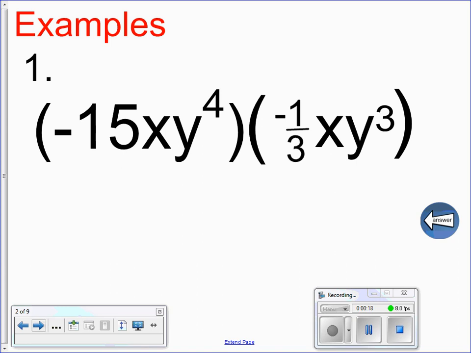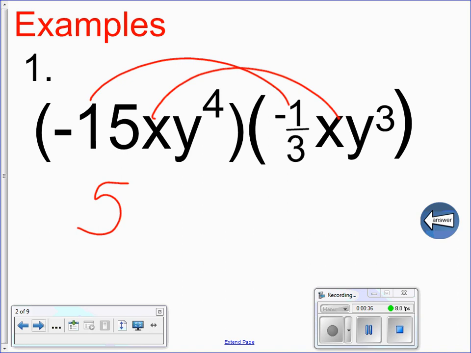So this first one says negative 15 x to the first y to the fourth times negative 1/3 x y to the third. The first thing we're going to do is multiply those two. Negative 15 times negative 1/3 is positive 5. Then we'll do the x's. When you multiply, you add, so that's x squared. Then y to the fourth times y to the third. When you multiply, you add, so that's y to the seventh.